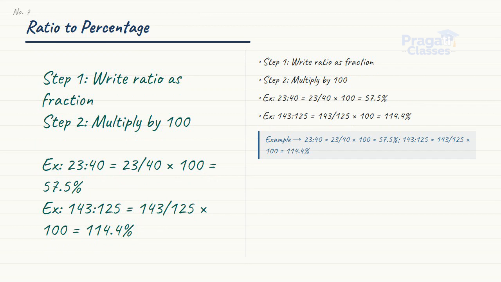Let's try another, 143 to 125. That's the fraction 143 over 125. Multiply by 100, 143 divided by 125 is 1.144, times 100 is 114.4%. Notice that's over 100%, which makes sense because the top number of our ratio was bigger than the bottom number. You're just using the same fraction to percentage skill, but starting from a ratio format.